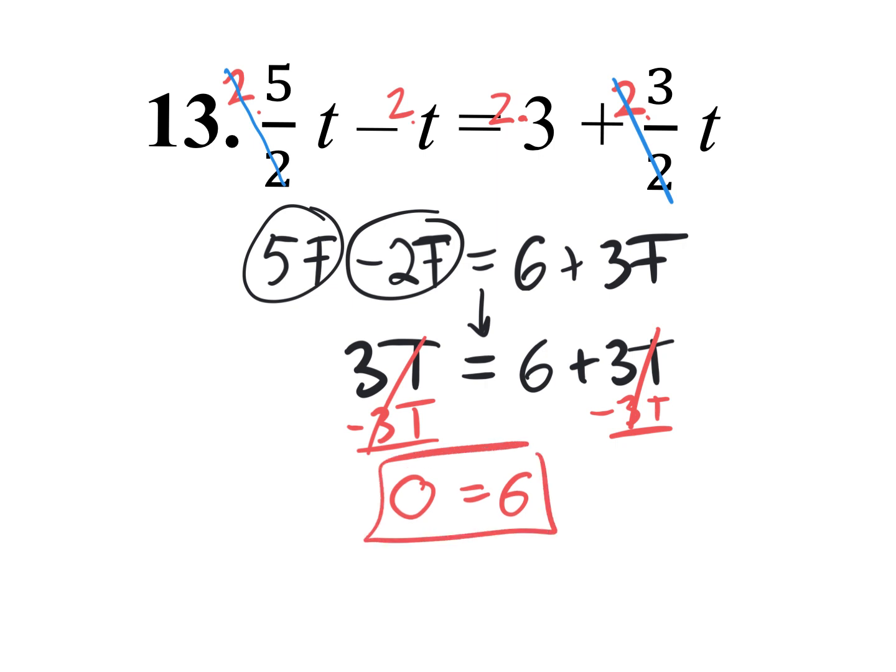Nothing equals 6. That is impossible. So we say no solution. Just a reminder, if you're working on something and the t's or the x's or whatever variable you're trying to solve cancels out and you end up with something impossible, it's going to be no solution. If you end up with something that's always true, like 0 equals 0 or 6 equals 6, then you would say t equals all real numbers, or you could say infinite solutions, or you could say IMS, infinitely many solutions.